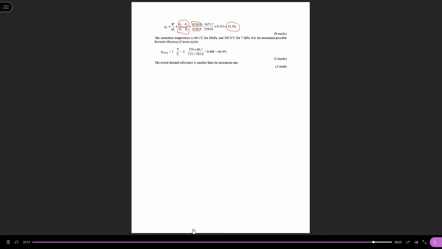However, for the ideal one, for 7 megapascal we got the saturation temperature. Then we can calculate the maximum possible thermal efficiency on the Carnot cycle, which is 40.4%. So we know the actual thermal efficiency is smaller than the maximum one, which is on the Carnot cycle.